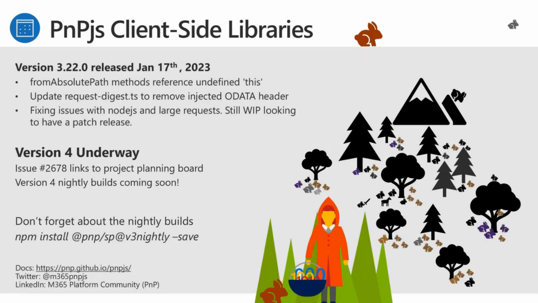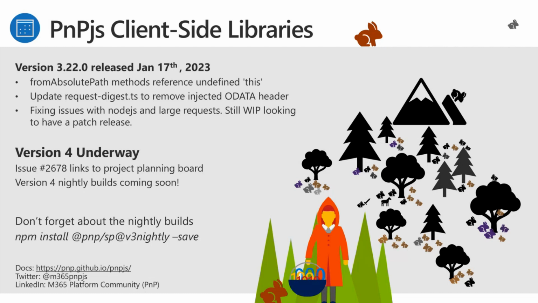To talk about PnPjs, we have our friend Beau. Thank you, Hugo. So we released version 3.22 on the 17th. We were a bit delayed, apologies there, but it did include some fixes for absolute paths for files, where it was resolving to the wrong URL, so that's fixed. And then there was an update to the request digest as well, where we were overwriting some headers, so we fixed that.